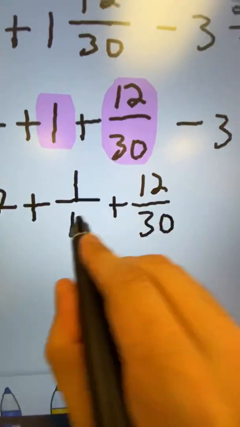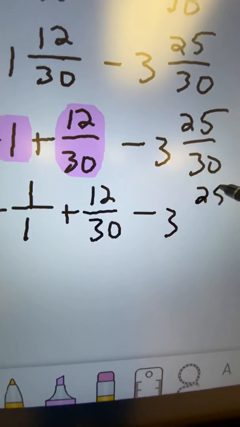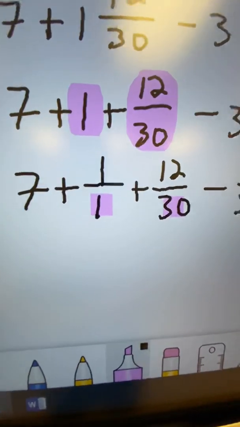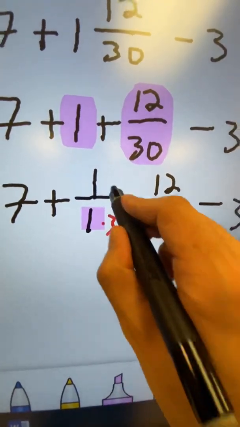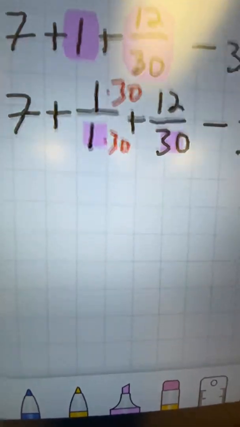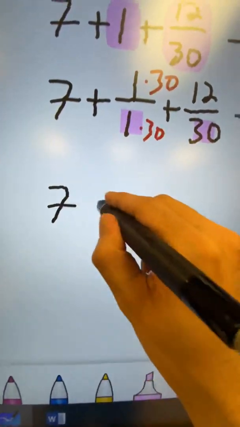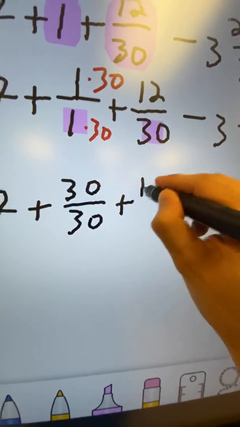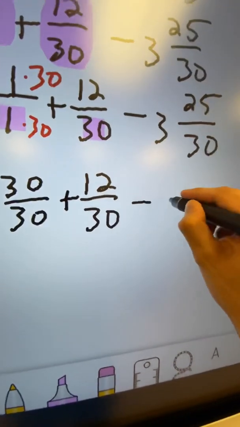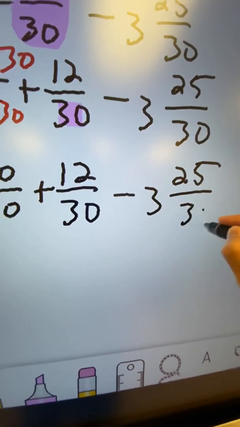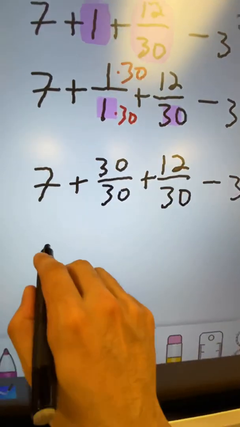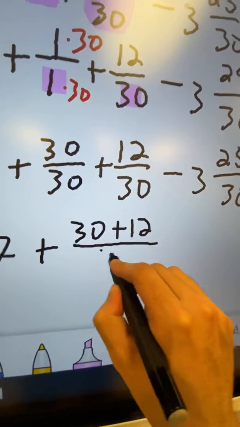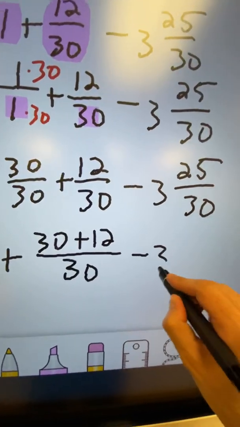In order to add these two, you need a common denominator. So my common denominator for these two would be 30. So I need to multiply both of these by 30. So times 30, times 30. Then we're going to get 7 and 30 out of 30, plus 12 out of 30, minus 3 and 25 out of 30. And now that these match up, I can add these two together over the same denominator. It's 30 plus 12 all over 30. The denominators match. Rewrite the last part.